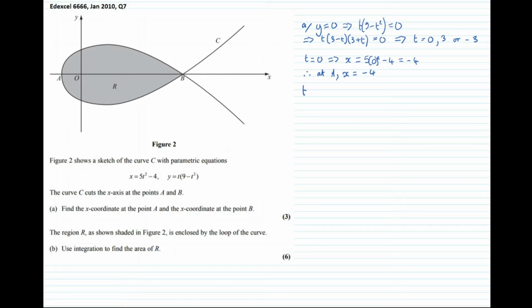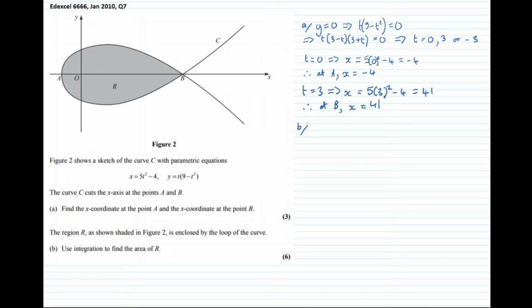Next, try when t equals 3. This implies that x equals 5 lots of 3 squared, take 4, which is equal to 41. And notice that if we put minus 3 in there, we're going to get the same result, 5 lots of minus 3 all squared gives us the same result. So we can conclude, therefore, at B, x equals 41.